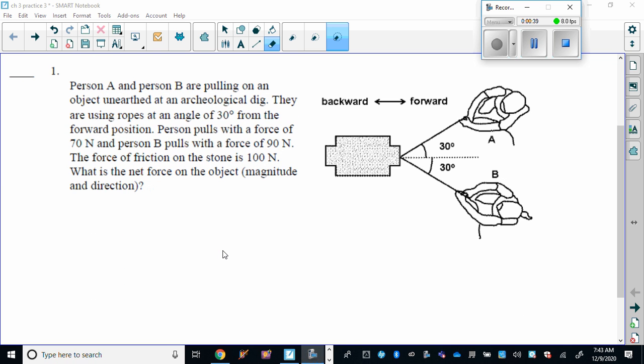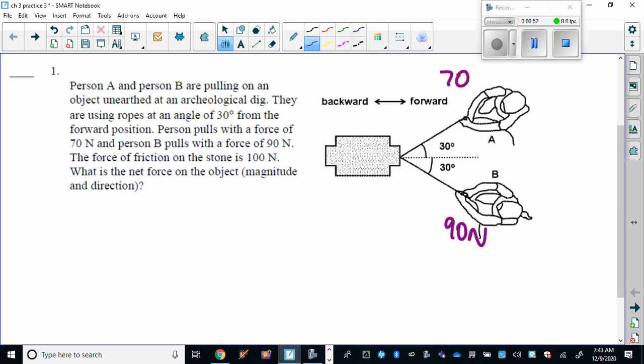So remember, force is a vector quantity. So here we go. Person A is pulling with a force of 70 newtons. Person B is pulling with a force of 90 newtons. So clearly, person B is pulling a little harder. The object is not going to go directly that way. It's going to go down a little bit because this guy's pulling a little harder. They're pulling at the same angle, but this one's pulling with more force. So it's clearly going to go down. That's what makes this problem more difficult than if they were pulling with the same force, then it would just go straight. It would be a very easy problem.